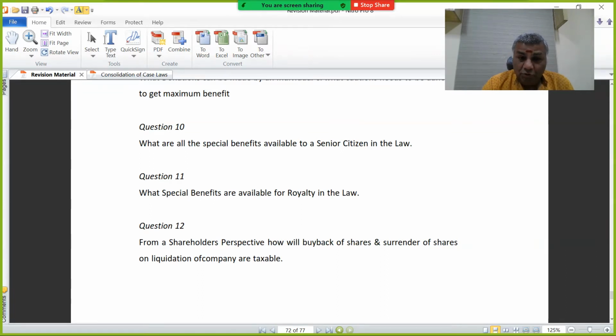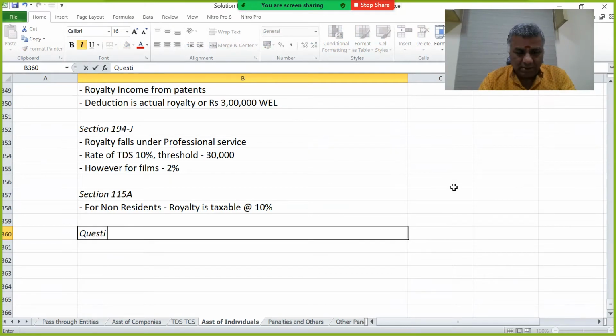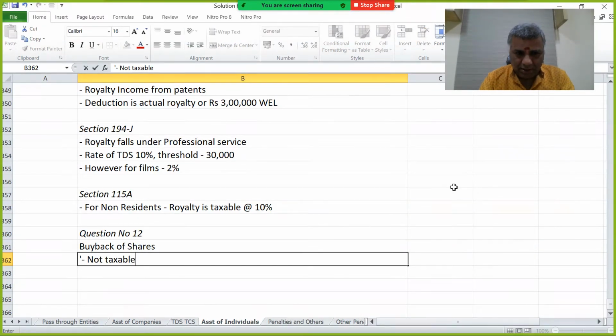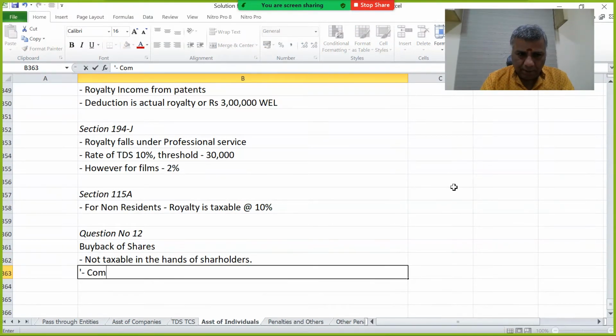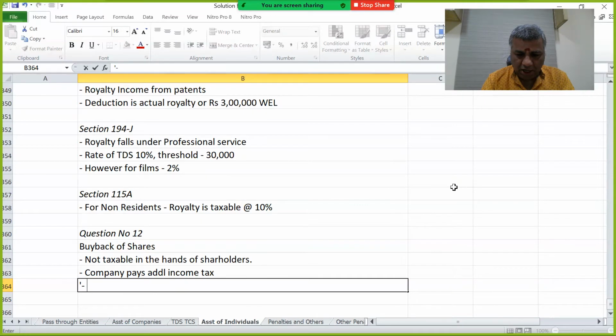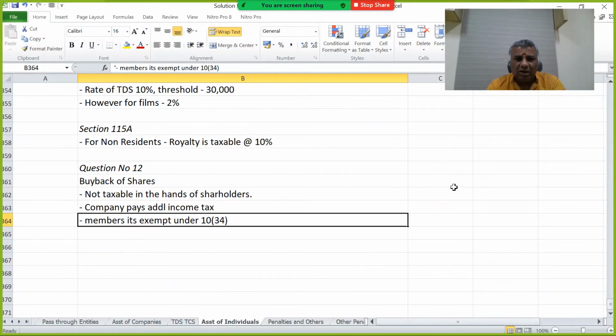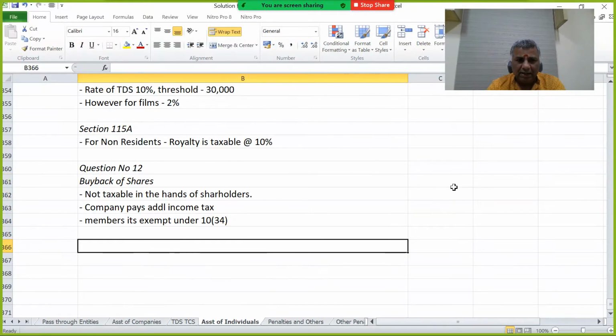Question number 12. From a shareholder's perspective, how will buyback of shares and surrender of shares on liquidation become taxable? Buyback of shares is not taxable in the hands of shareholders. The company pays additional income tax. For a member, buyback of shares is exempt under 10(34).